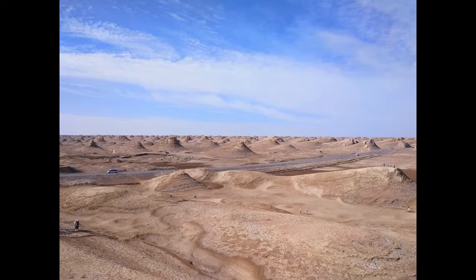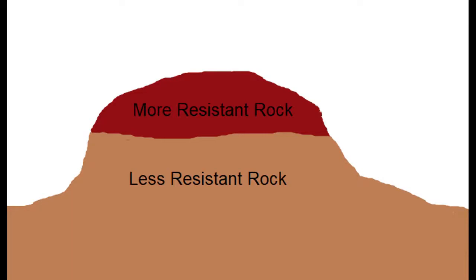So mushroom rocks have a very similar way of forming, but we've got strata that are going to be going in a different direction. So let's have a look. For a mushroom rock, we're going to have horizontal strata rather than vertical. In this image, we can see more resistant rock layered on top of less resistant rock.